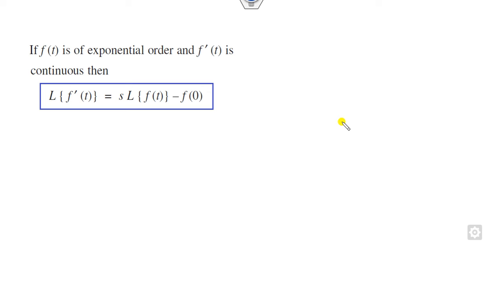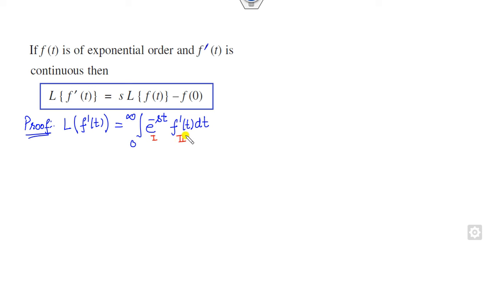For that, the first result is: if f is of exponential order and f dash is continuous, then you have to prove this result. The result is very simple. How can you prove it? I can start from the left hand side and apply the definition of the Laplace transform. It is the integral from 0 to infinity of e raised to the power minus s t times f dash of t. Now you can integrate by parts. I can consider this the first function and this the second function.